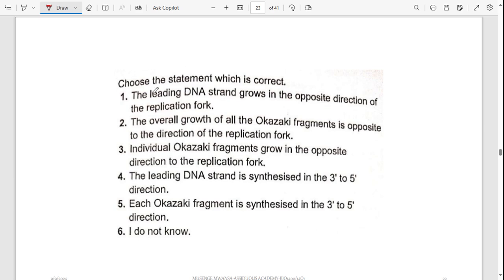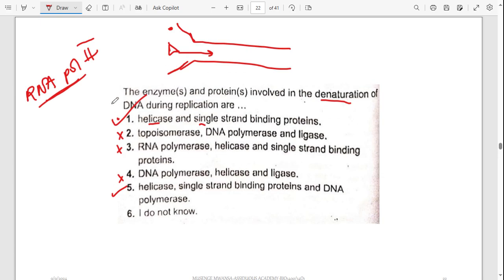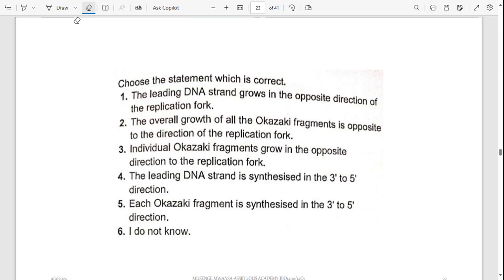Choose a statement which is correct. The leading strand grows in the opposite direction. No, it's the lagging strand which does. The overall growth of all the Okazaki fragments is opposite to the direction of the replication fork. This is true. Individual Okazaki fragments grow in the opposite direction to the replication fork. Really not. The individual ones are being laid down by primase, and primase can put them in the forward direction.